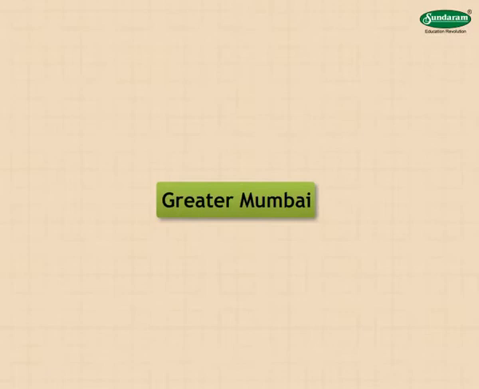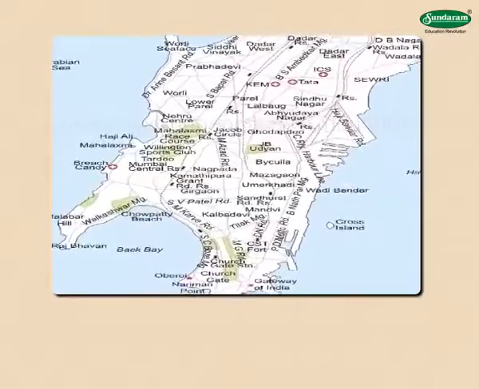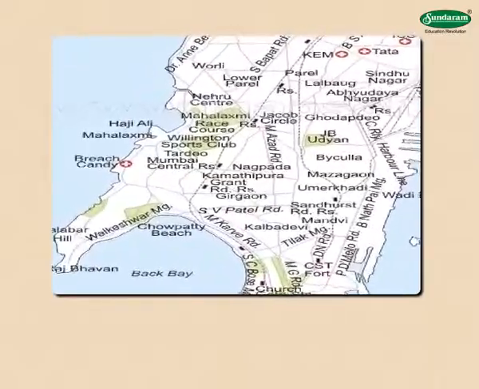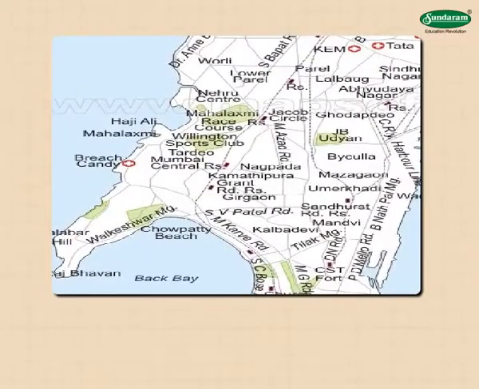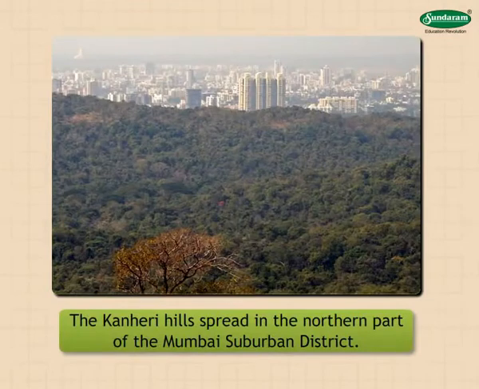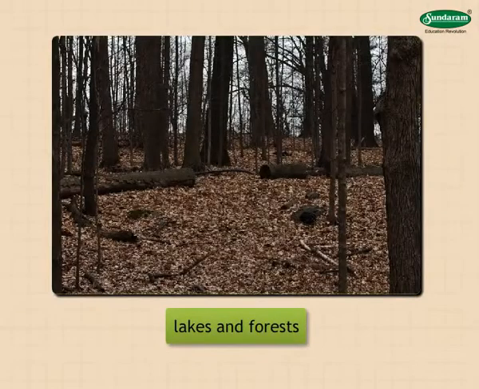Greater Mumbai. To study the landforms in Brihanmumbai, observe the relief map given here. The shape of this city tapers from the north towards the south. The Kanheri Hills spread in the northern part of the Mumbai suburban district. There are lakes and forests amongst these hills.